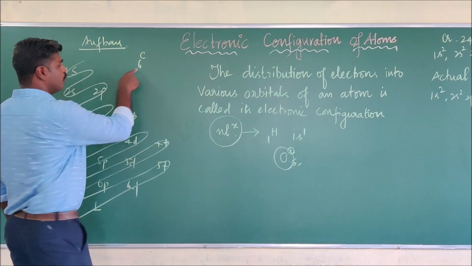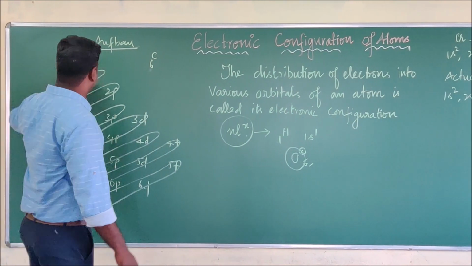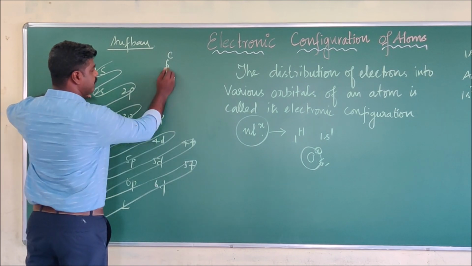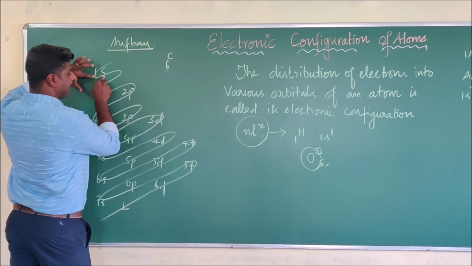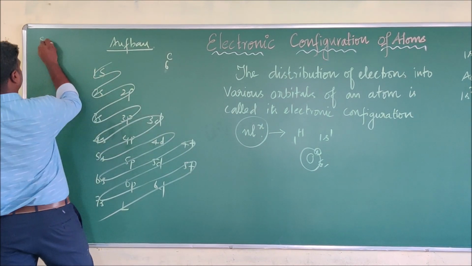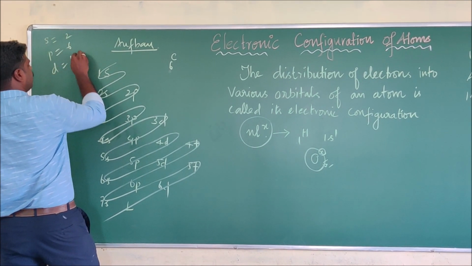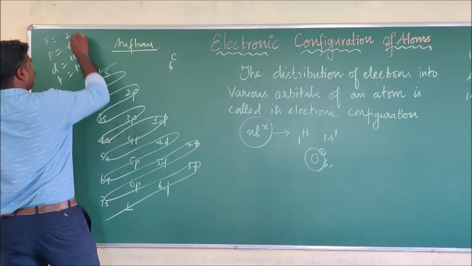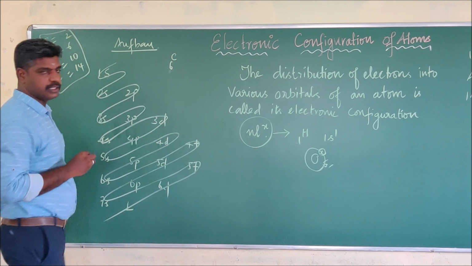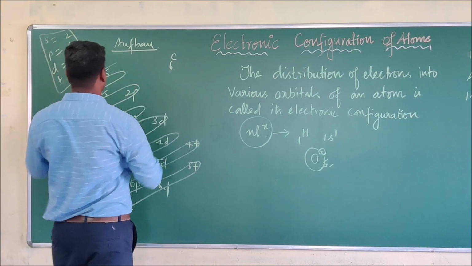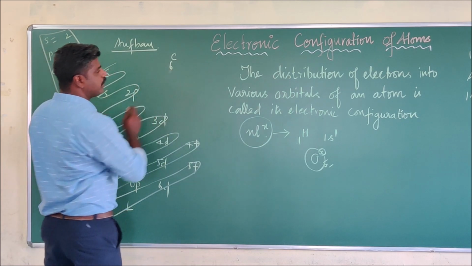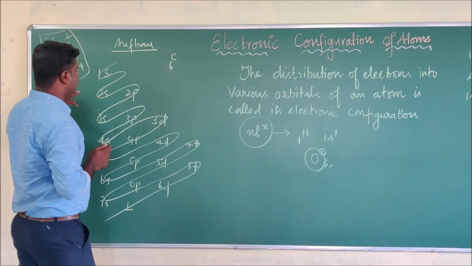Carbon atom, whose atomic number is 6. With the help of the Aufbau principle, we are going to write. First, s can hold only 2 electrons, p can hold 6 electrons, d can hold 10 electrons, and f can hold 14 electrons. This is the basic principle, so you know that. With the help of this principle, let me start writing the electronic configuration for carbon atoms.